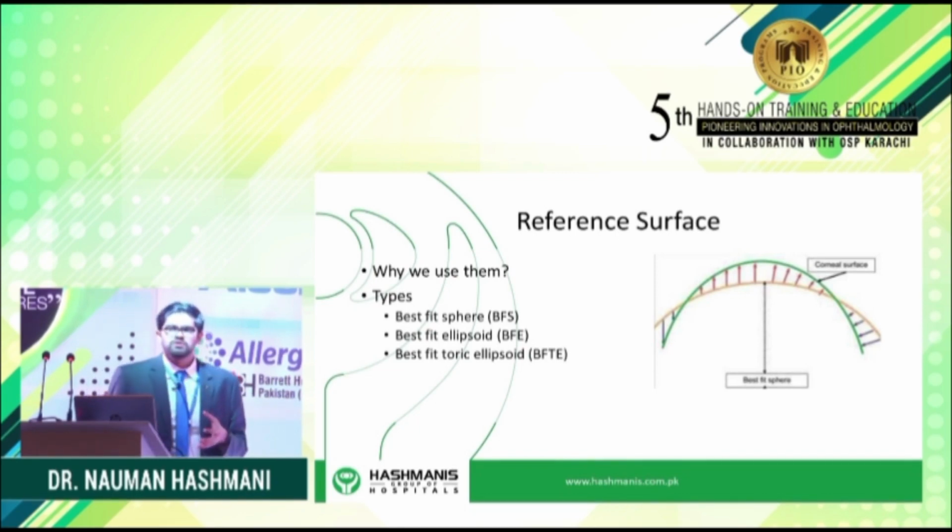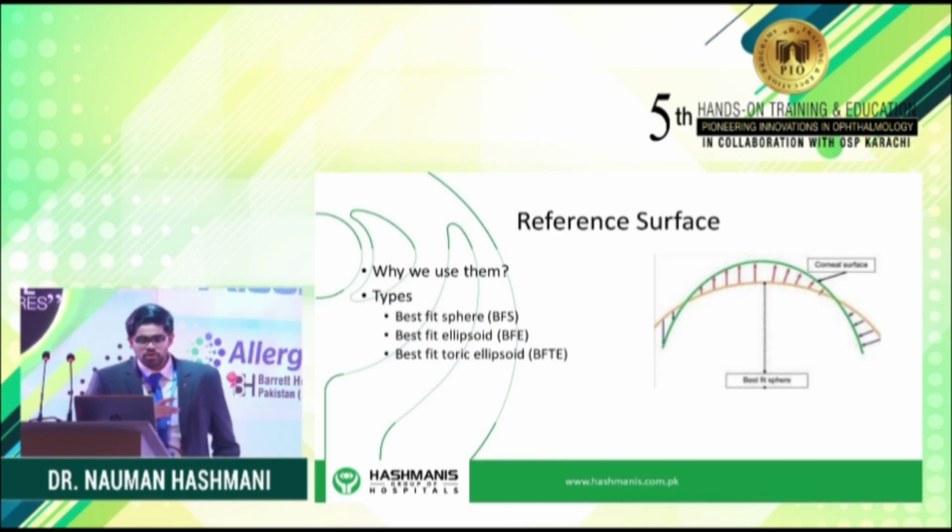The current one that's being used is best fit sphere. It's the most popular one. There is some debate whether the best fit toric ellipsoid gives you fewer false positives. But at the moment, the recommendation is the best fit sphere. So what are you doing?